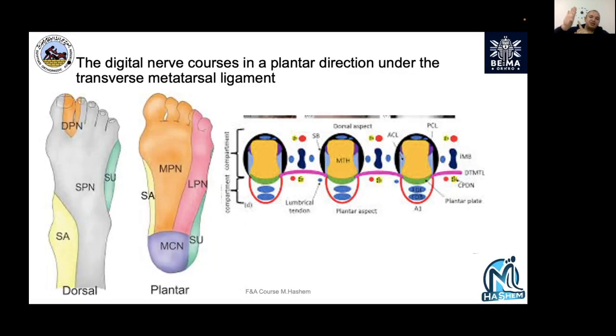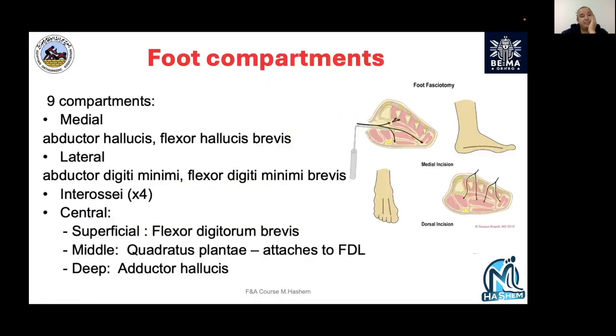Reverse is in the hand. First web space is supplied by superficial radial. Superficial in the hand, deep in the foot. And in the hand, the lateral 3.5 is supplied by the median, and the medial 1.5 supplied by ulnar. The reverse in the foot, so the medial 3.5 supplied by the medial plantar nerve, and the lateral 1.5 supplied by the lateral plantar nerve. You have 9 compartments in the foot.